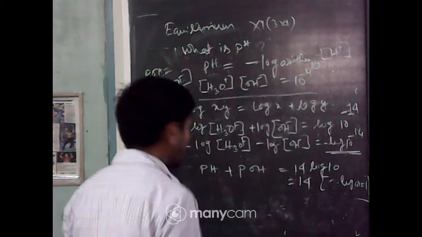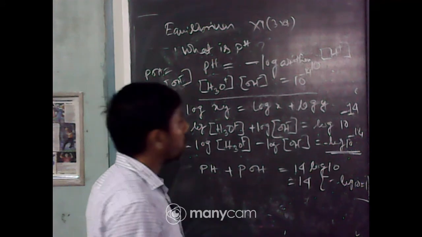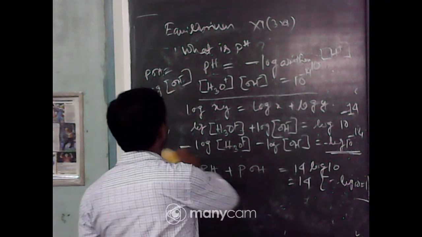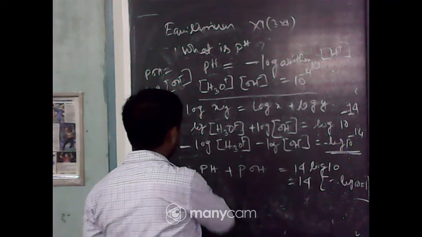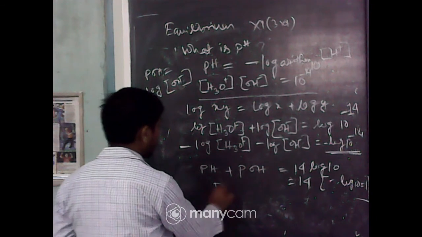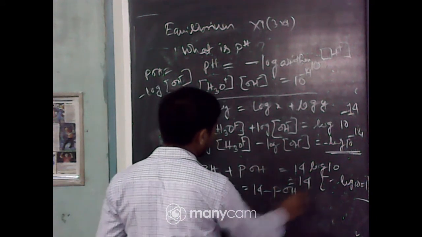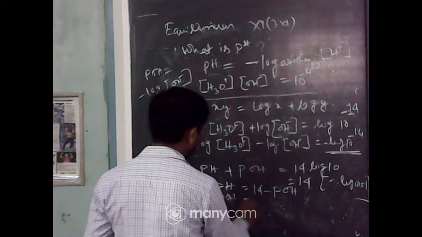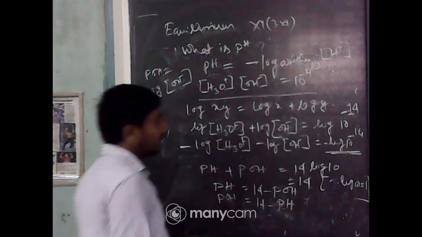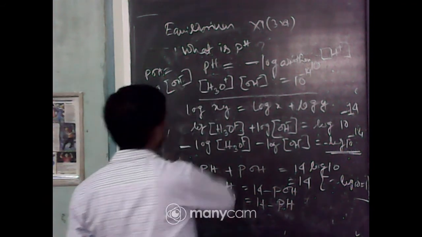Okay. So, log 1 is 0, log 2 is 0.30, log 3 is 0.477 or 48 in this way. Okay. So, pH plus pOH equal to 14. So, pH equal to 14 minus pOH, and in the reverse way pOH equal to 14 minus pH. Clear? Clear, students?